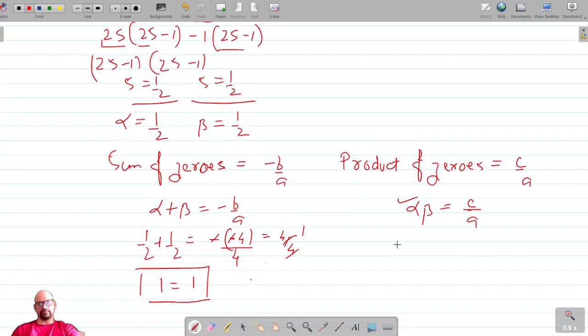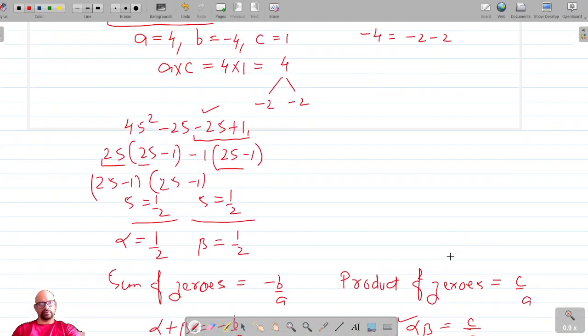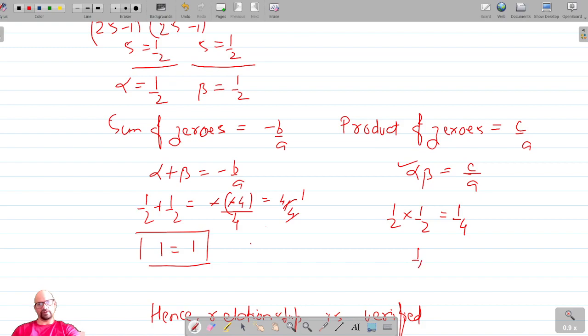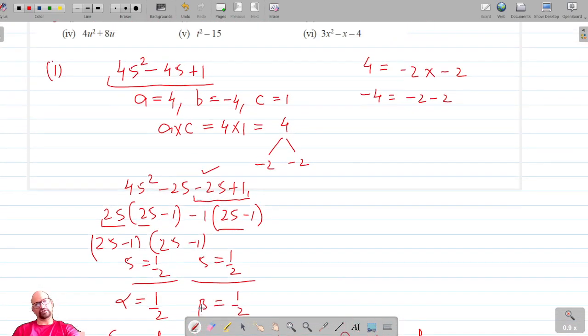And in this case, alpha beta, which is half into half, is equal to c by a. So c here is 1 and a is 4. So 1 by 4 is equal to 1 by 4. And hence the relationship is verified in this case as well.